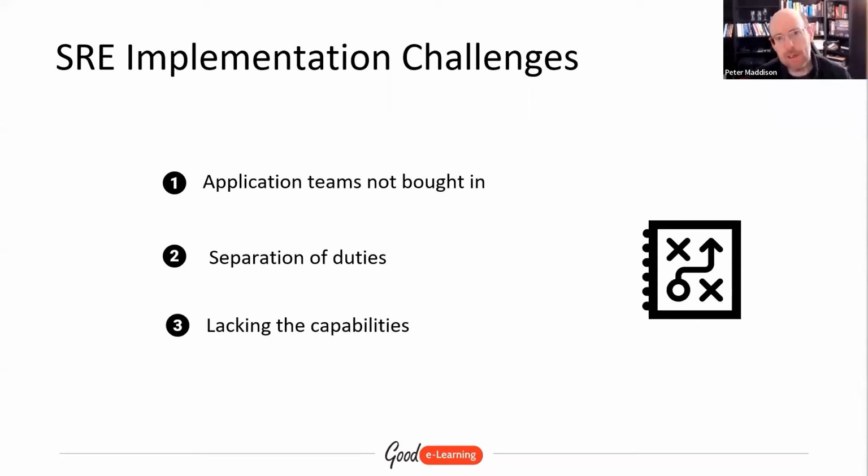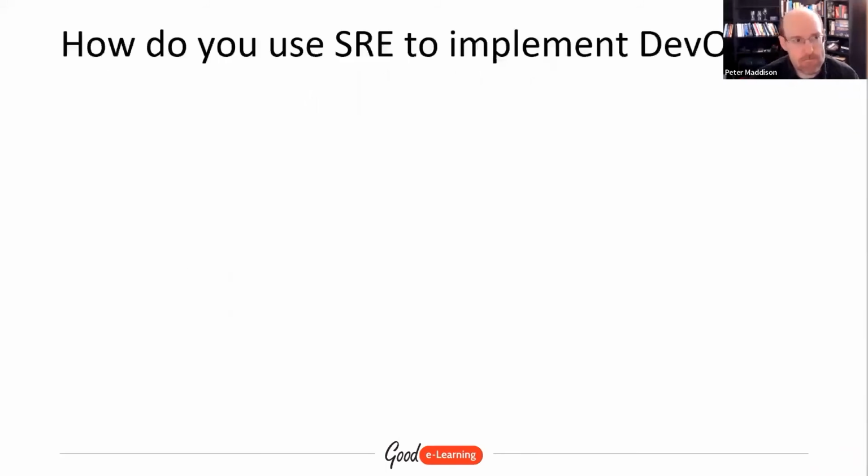Lacking an enabling platform can really hamper as well. When we look at what Google does, Google has a huge platform which they standardize a lot of capabilities onto. They've built that up over time, and that's what enables them to go so fast. If you don't have anything like that, platform engineering can often be a place where SREs first get engaged.